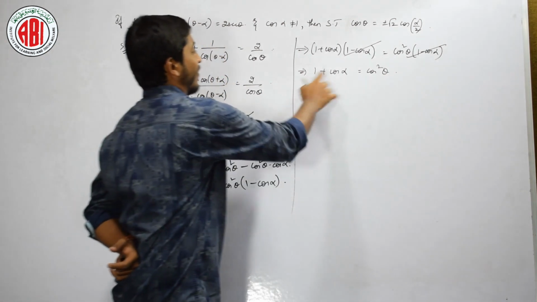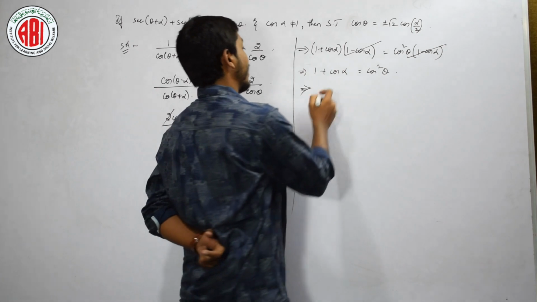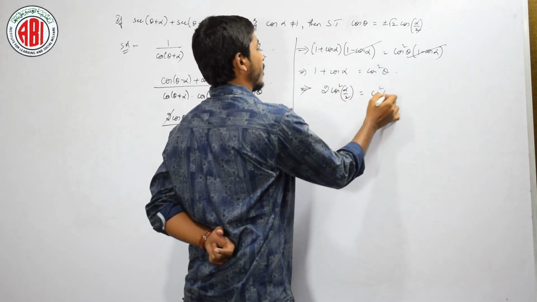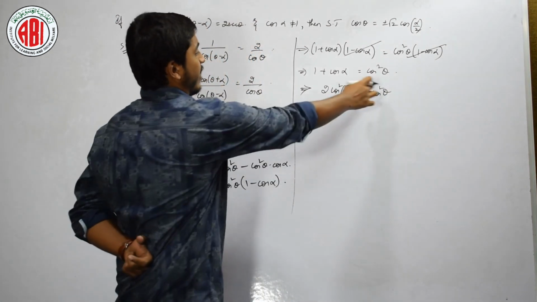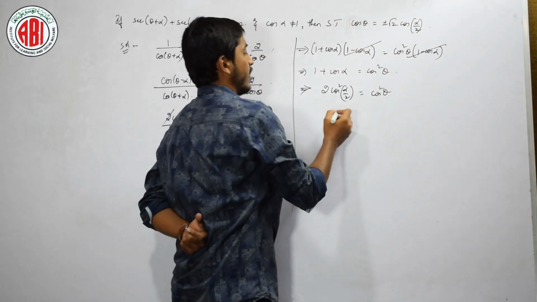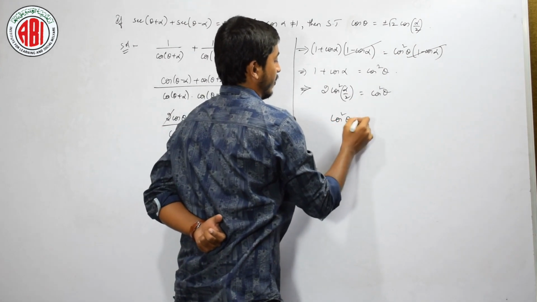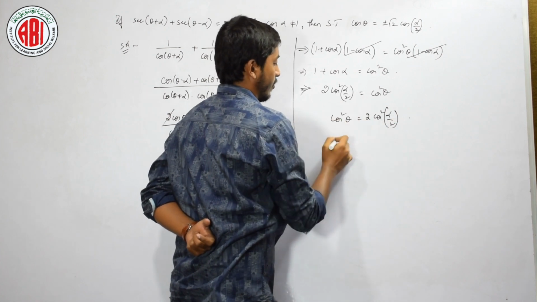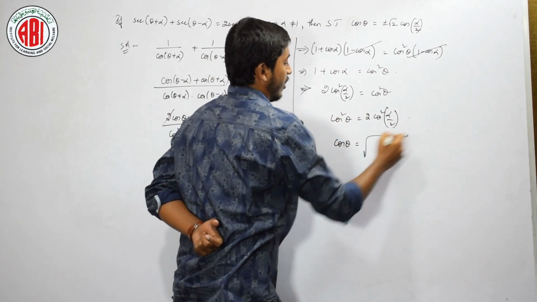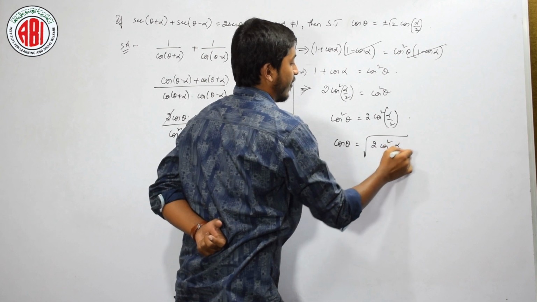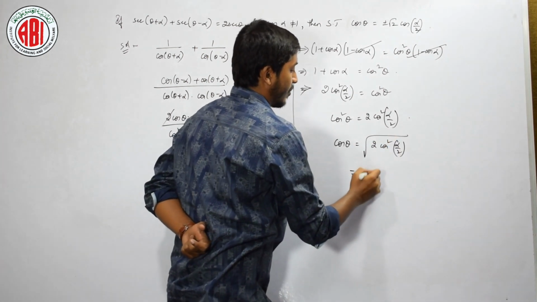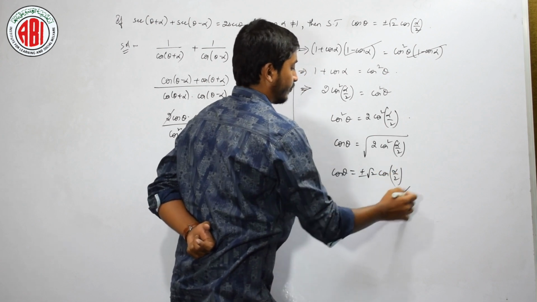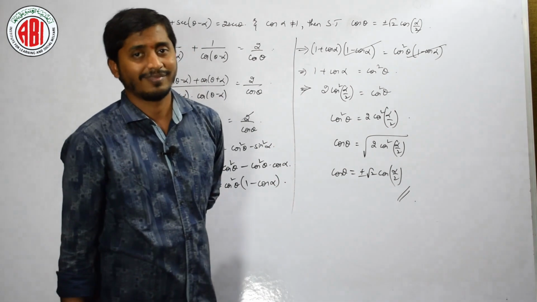What is 1 plus cos alpha? It is nothing but 2 cos square alpha by 2, which is equal to cos square theta. Let us remove the square by taking the square root. This will become under root 2 cos square alpha by 2, that is plus or minus root 2 cos alpha by 2, which equals cos theta. That is what he asked us to prove, isn't it?